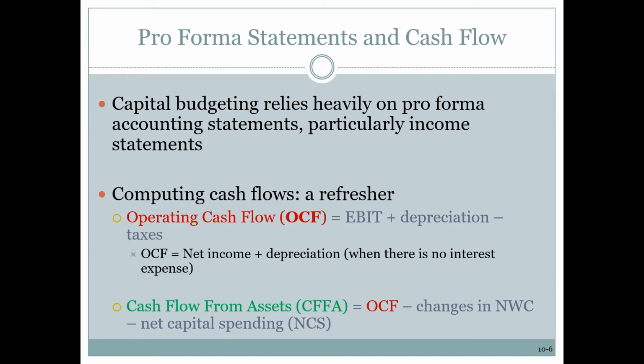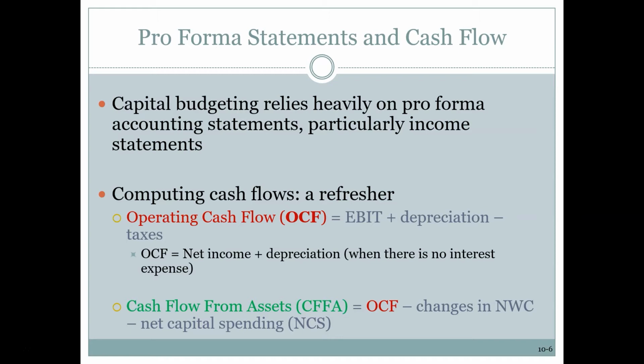So maybe I need to buy more inventory with some of that cash. Maybe I need to upgrade some of my machinery with some of that cash. Cash flow from assets is whatever's left. This is sometimes also called free cash flow. And so whatever's left hopefully is a positive amount. In other words, hopefully I have enough cash flow revenue left over after I've made all my investments to provide a positive cash flow, and that's what's going to generate a net present value for the project.